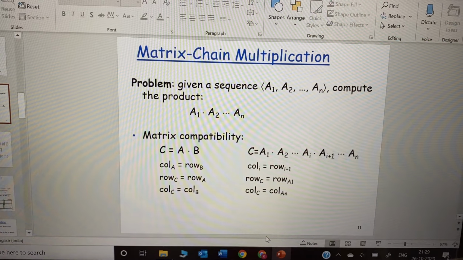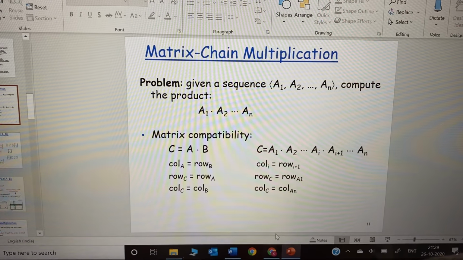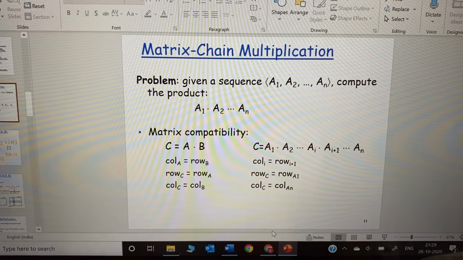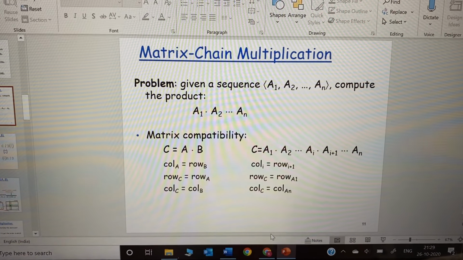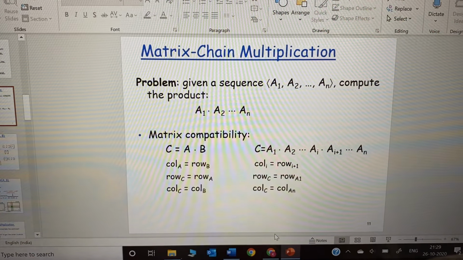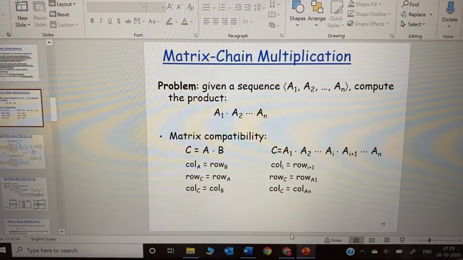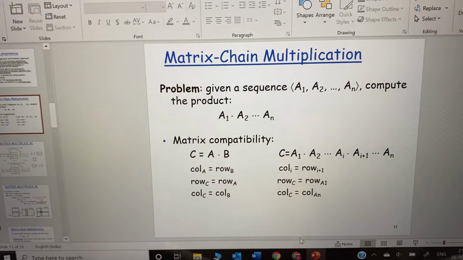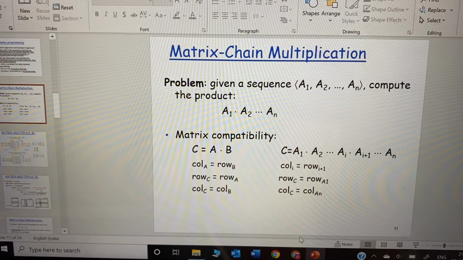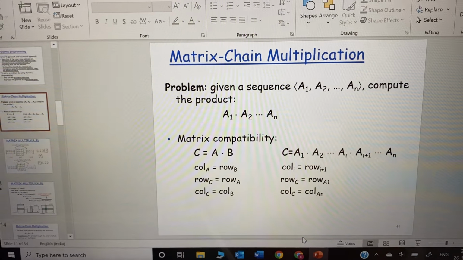In this video, I would like to give a short explanation on matrix chain multiplication. In general, when we have n number of matrices, we need to compute the product of those matrices. We need to first check the compatibility of those matrices. The number of columns in the first matrix must be equal to the number of rows in the second matrix. Col A should be equal to row of B.